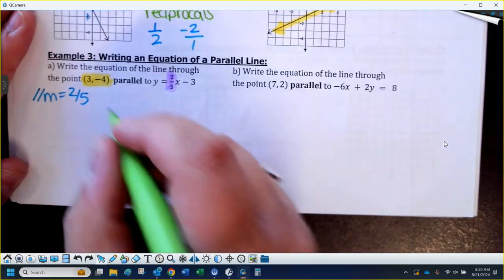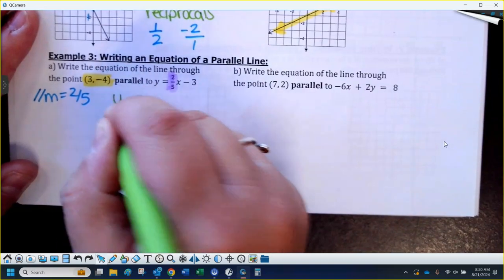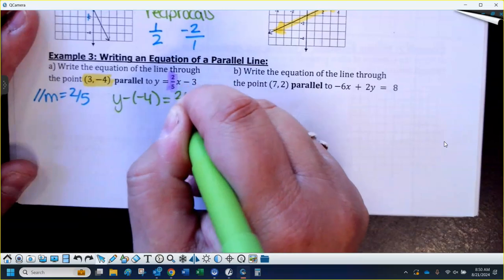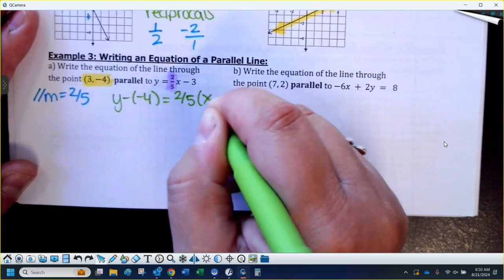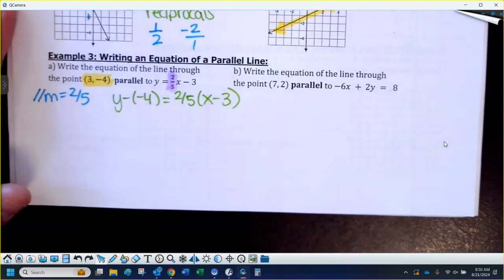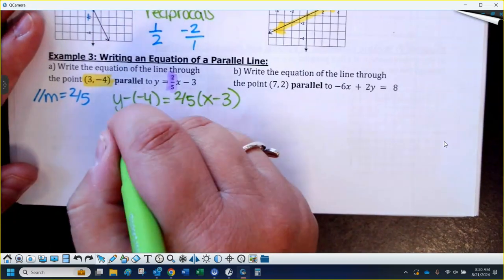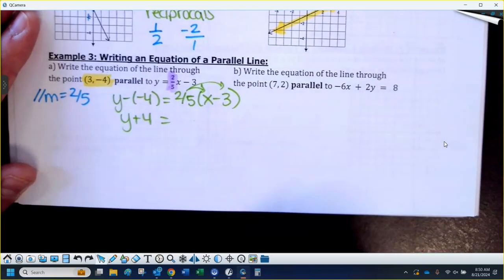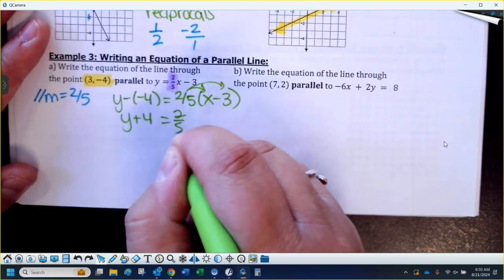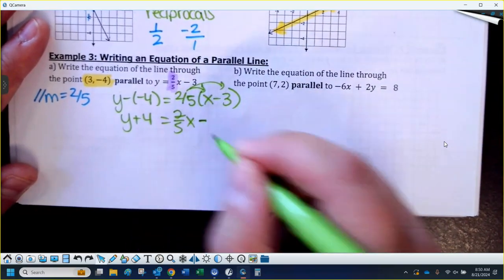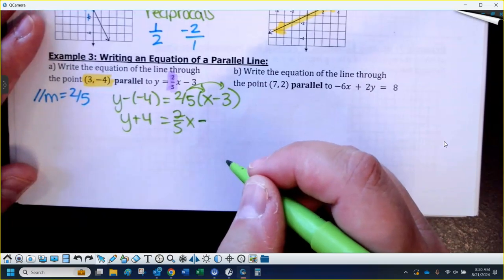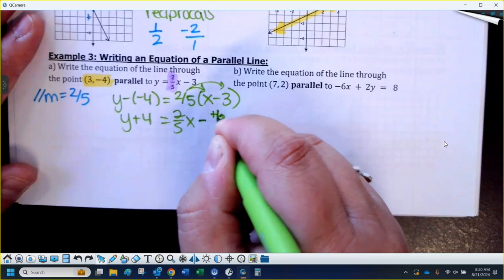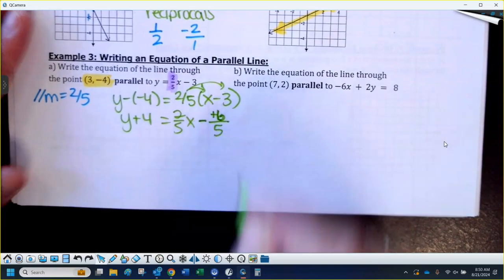Now, I'm going to use that point slope formula. So I'm going to do y minus the y-coordinate of the point equals our slope, which is 2/5, times x minus the x-coordinate of the point. So I really have here y plus 4. Now, this is not the nicest number. I'm going to get 2/5 x, and then let me see what that is. 2/5 times 3 is going to be negative, what? No, sorry, 6. I already got the negative taken care of. 6/5.